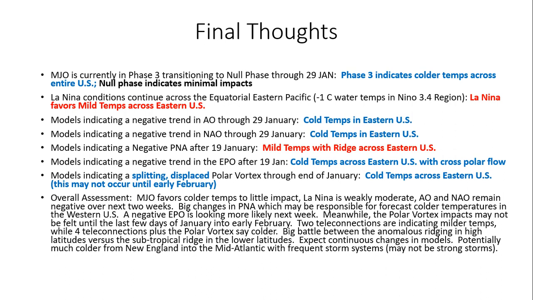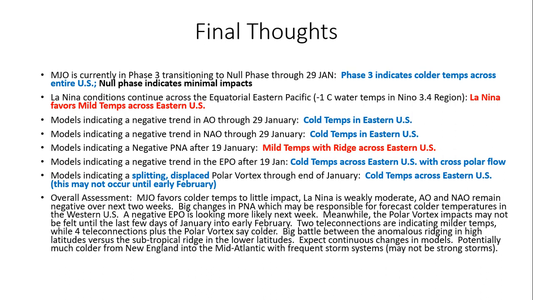Meanwhile, the polar vortex impacts may not be felt until the last few days of January into early February. There are 2 teleconnections indicating milder temperatures on tonight's overall assessment, while 4 teleconnections plus the polar vortex say colder temps for the Eastern U.S. So we're going to have to keep a close eye on this and see how things really turn out.